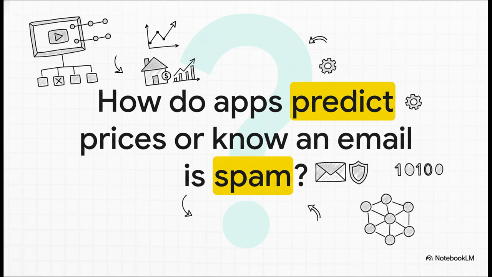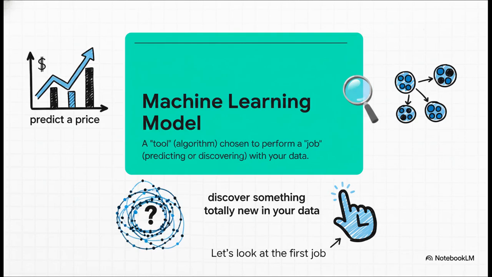But the real secret isn't just using ML. It's about choosing the right kind of ML. And that's what we're here to figure out. So here's the absolute key. A model is just a fancy word for the specific tool, the algorithm you pick. And you pick that tool based on the job you need to get done.